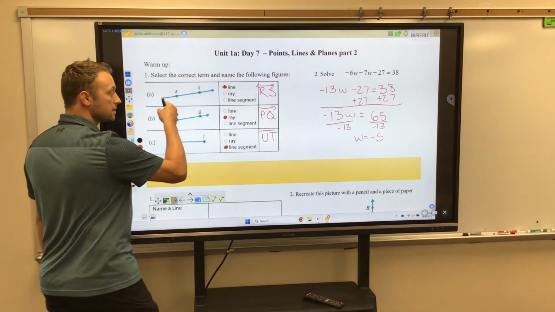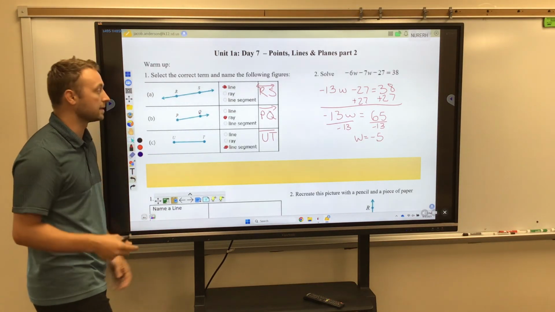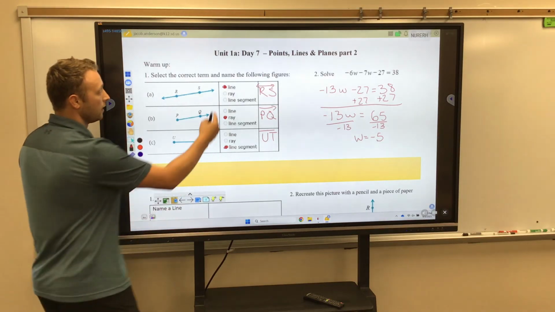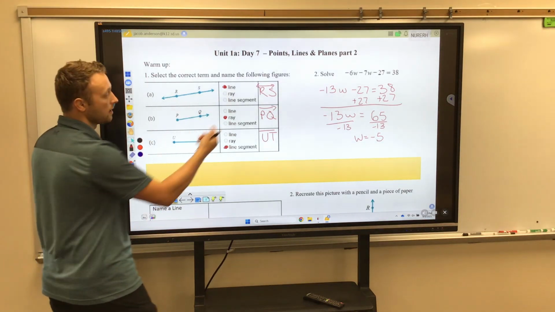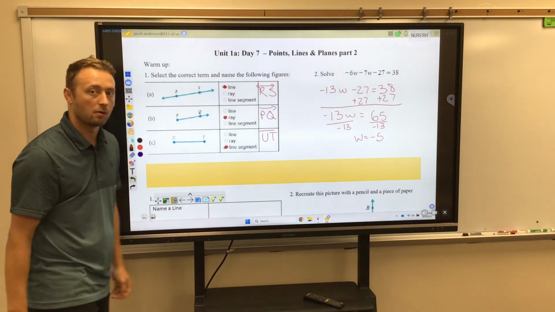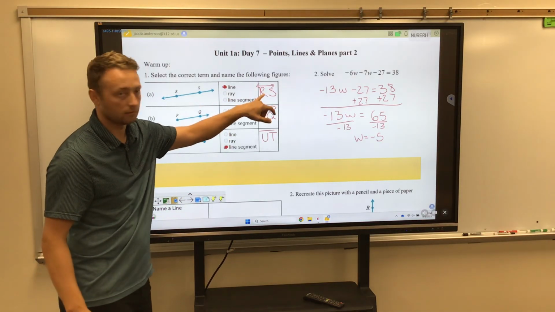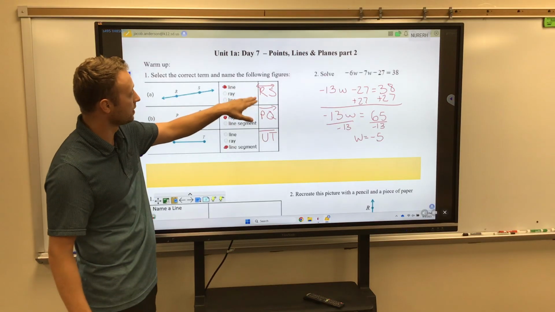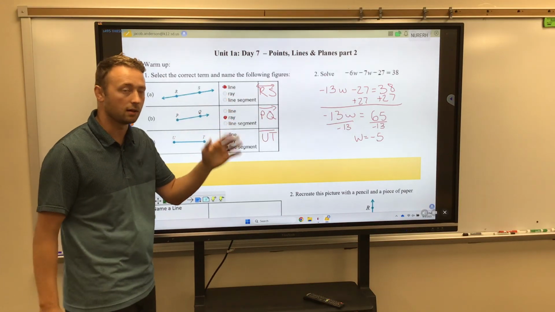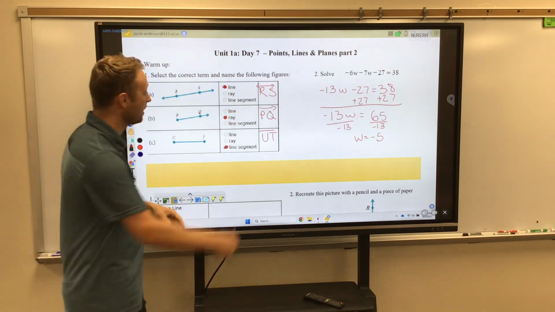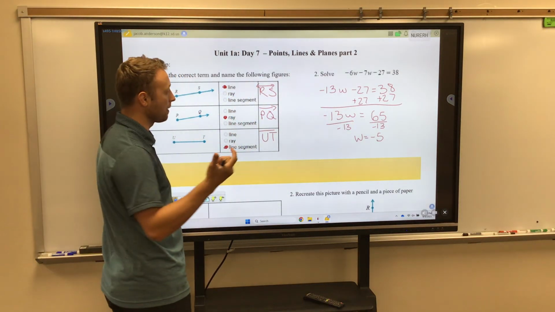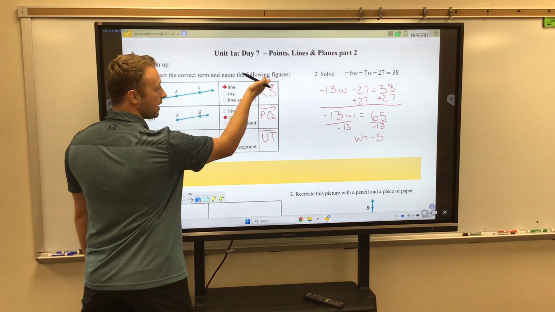But this is defined as a line. How do I know it's a line? Because it's got 2 arrows going in both directions, just like that. I labeled it line, and then I got a choice kind of on how I wanted to define it, I guess, to you guys. So I am going to call this RS. I could have just as easily called it SR, and it would have been correct. But I've got my arrows on top. I've got my line drawn on top. And again, if I were to speak this, I would say line RS.